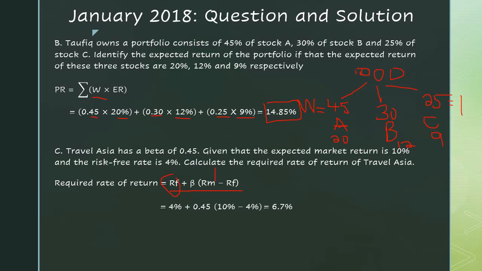We call it the risk premium. But the question doesn't give you the risk premium, but you can calculate it on your own: market return minus the risk-free return. So you just put in the figures accordingly. You should get your required rate of return to be 6.7%.